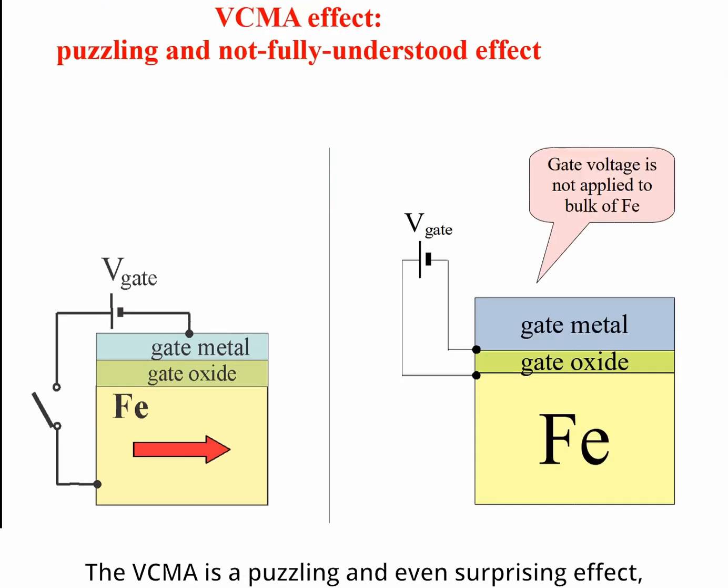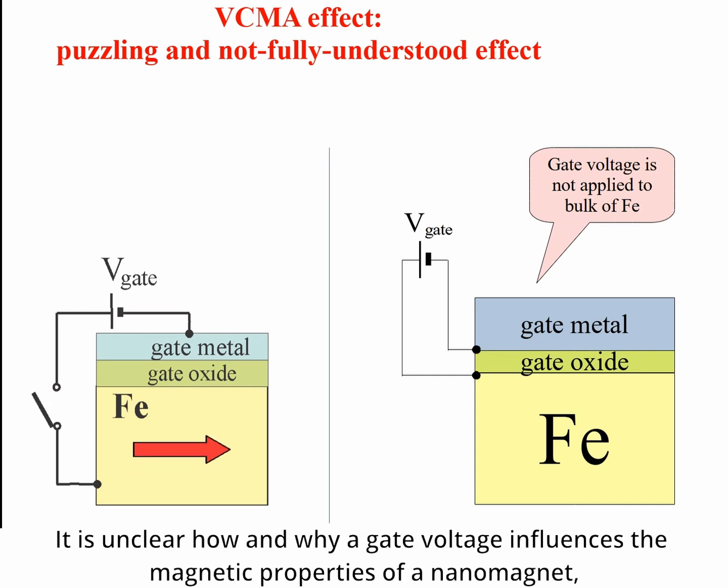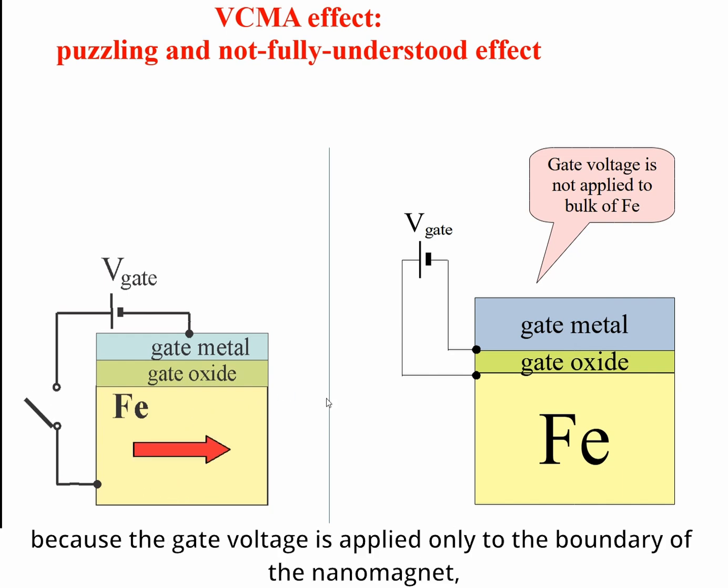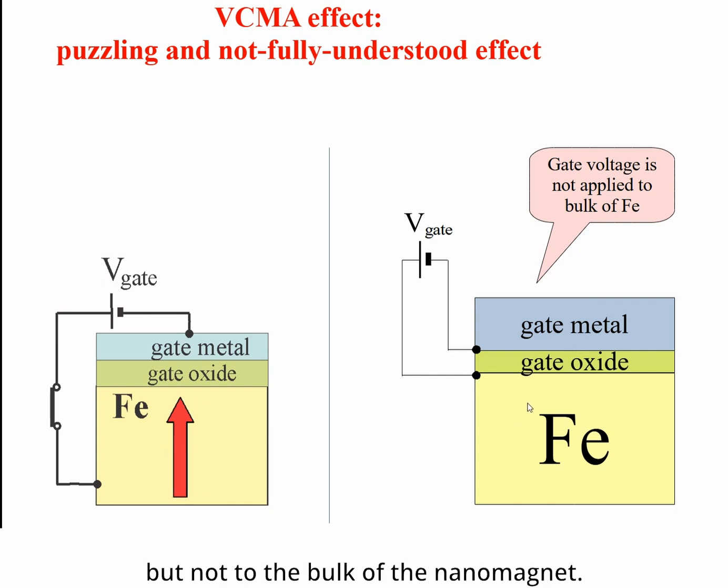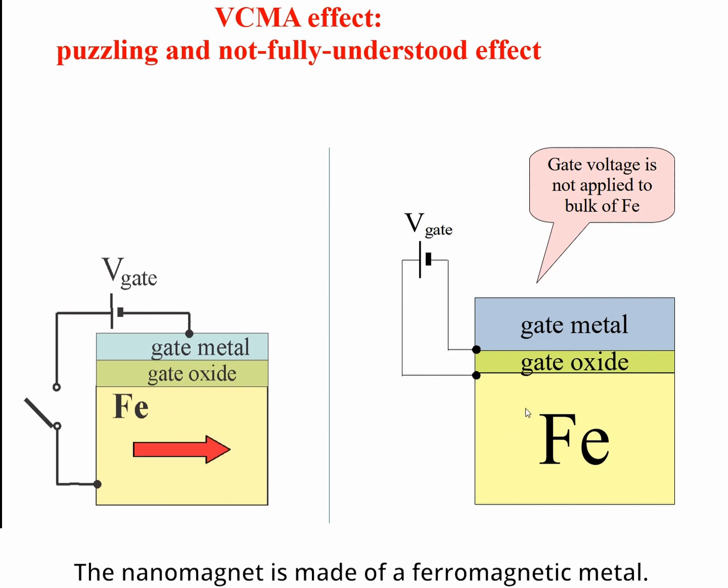The VCMA is a puzzling and even surprising effect. It is unclear how and why a gate voltage influences the magnetic properties of a nanomagnet, because the gate voltage is applied only to the boundary of the nanomagnet but not to the bulk of the nanomagnet. The nanomagnet is made of ferromagnetic metal.